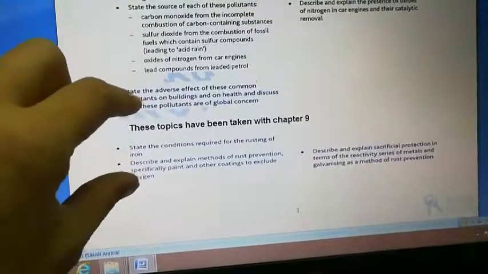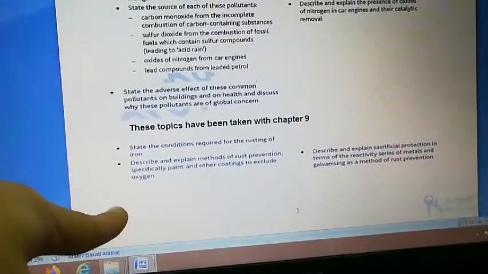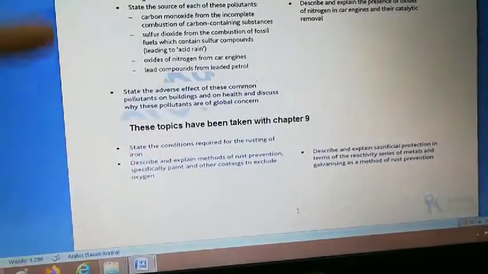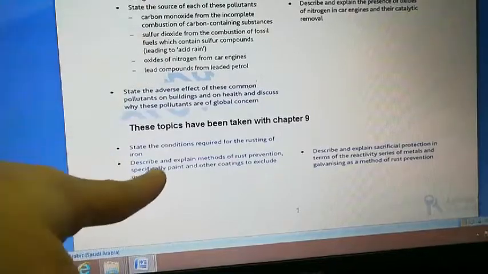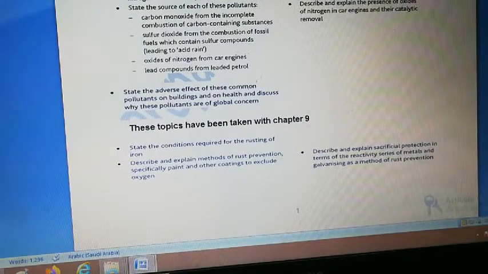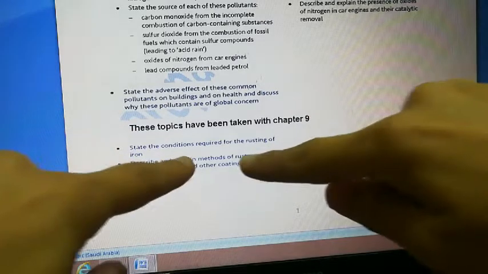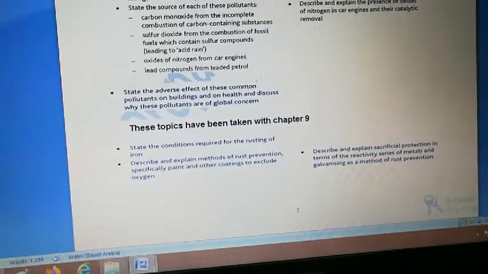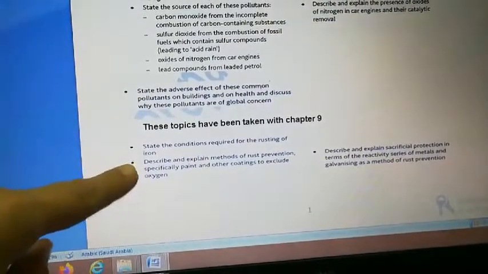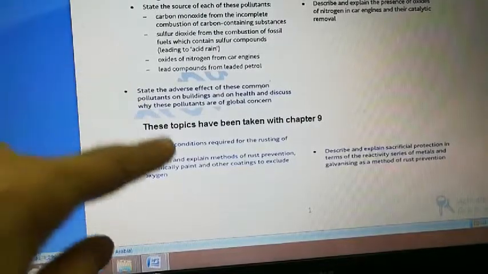So, these 2 topics about rusting and the factors that speed up the process of rusting are also related to the air and water chapter, but we must explain them with chapter 9, because chapter 9 talks about the extraction of iron from its ore. So logically, I have to explain the method of extraction, then the method of rusting, or the factors that affect the process of rusting. So these 2 topics, we will not explain them in this chapter. We will explain them with chapter 9.